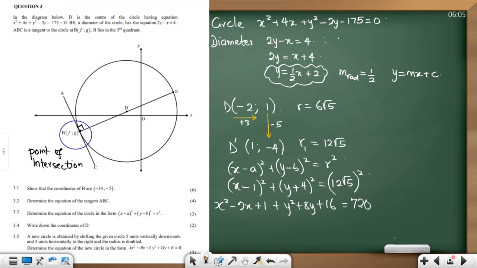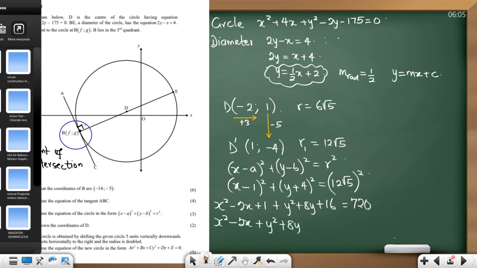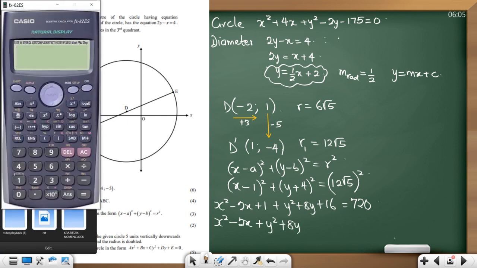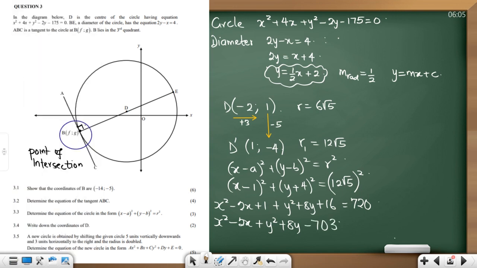Everything must be on the left-hand side. So what do I have? x squared minus 2x plus y squared minus 8y. Now, then I have 1 plus 16. All right. Now, I'm bringing the 720 over. It becomes a negative. And my answer, therefore, is x squared minus 2x plus y squared plus 8y minus 703 equals to 0.